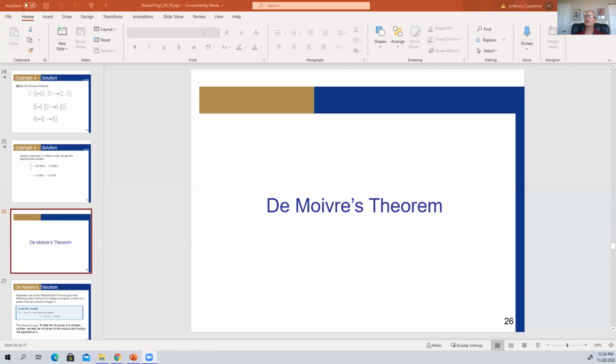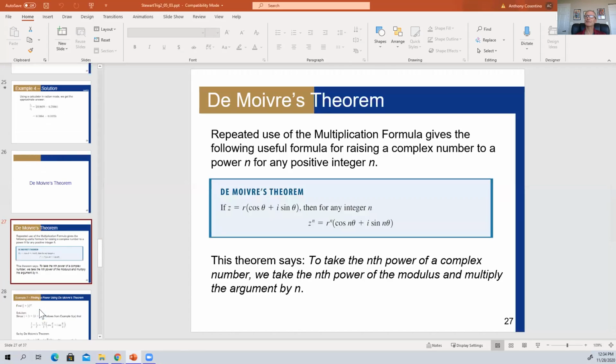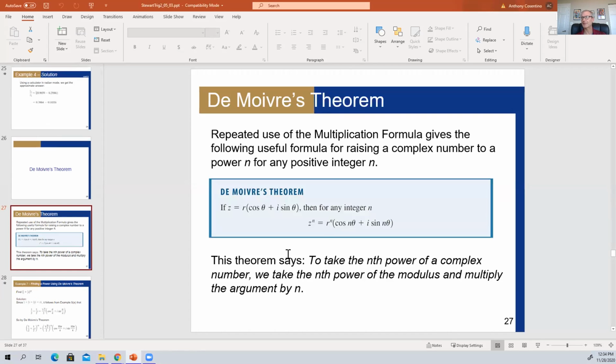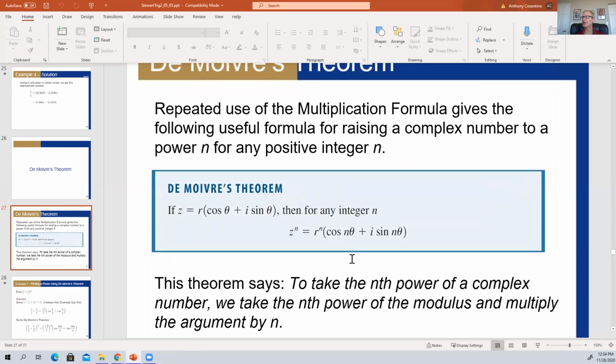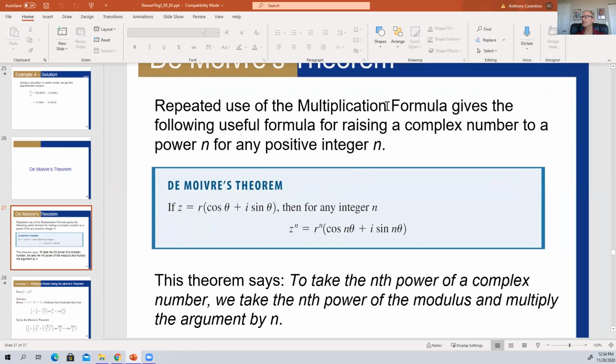And so let's start by taking complex numbers to a power. That's the easier one to get started with and a very powerful one. And so this is De Moivre's theorem, where he took the multiplication formula and repeated it over and over again. And you could see how it simplifies when you take something to a power.